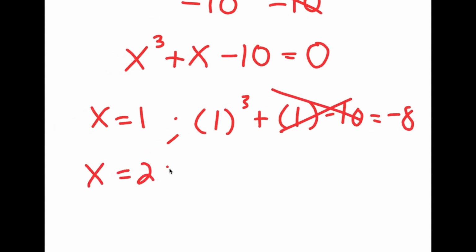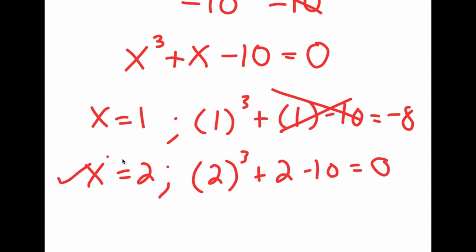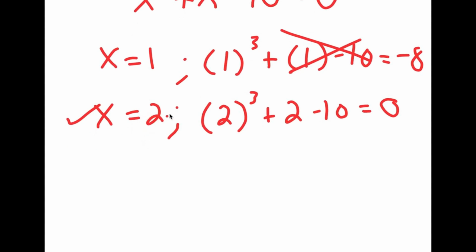Now let's try x equals 2. When x equals 2, I get 2 to the power of 3 plus 2 minus 10. 2 to the power of 3 is 8, 8 plus 2 is 10, 10 minus 10 is 0, so this works. So now that we have one solution of x, we can use this solution to find out the rest of the solutions. And how are we going to do that?